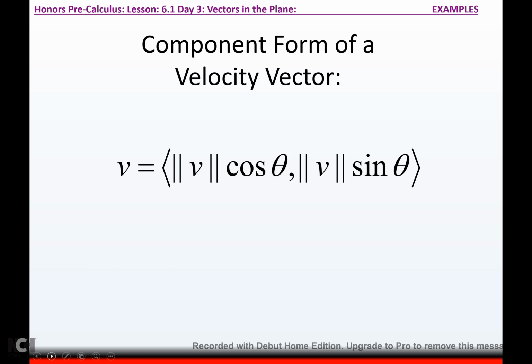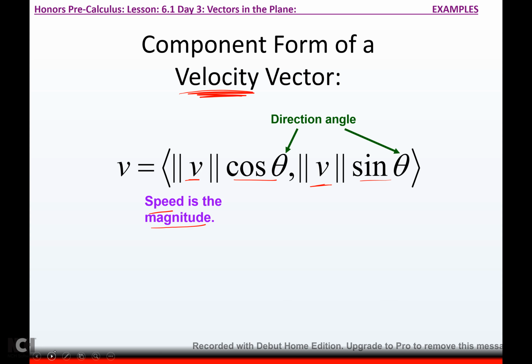All right, so the component form of a velocity vector. If you're trying to find the component form of a velocity vector, you take the magnitude of your velocity times cosine theta, and then you take the magnitude of your velocity times sine theta. So speed is your magnitude if you're talking about velocity, and your direction angle would go where theta is.